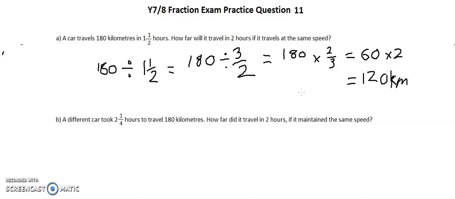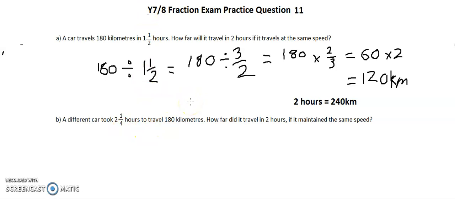Now it says that we are going to be traveling for 2 hours. So if I travel 120 kilometers in 1 hour, then in 2 hours I'm going to travel double that, so 240 kilometers. Likewise with the second question, it says a different car took 2.25 hours to travel 180 kilometers.